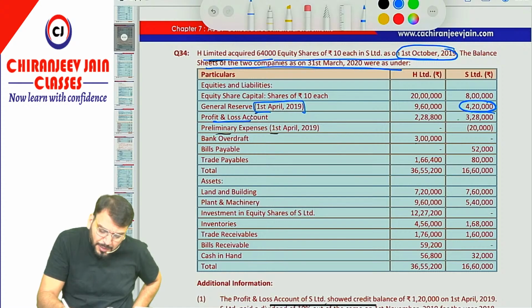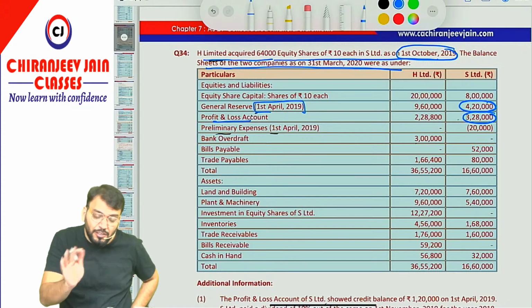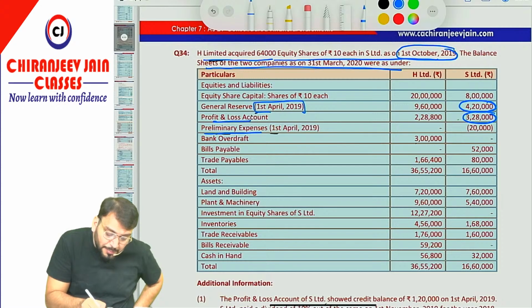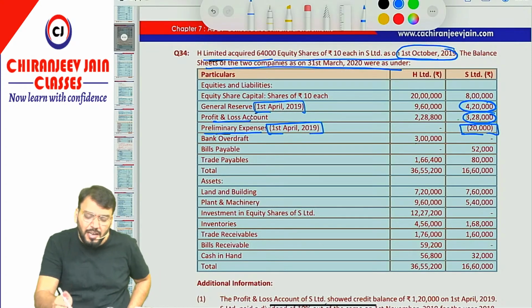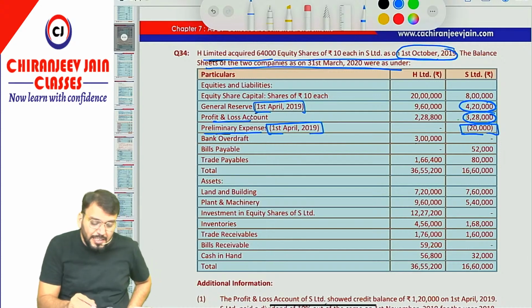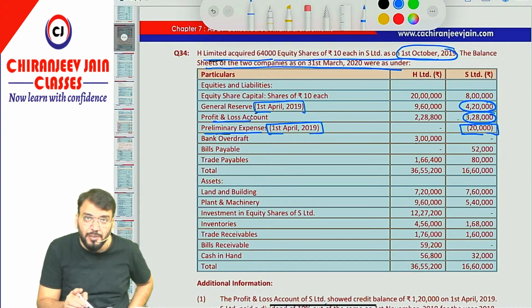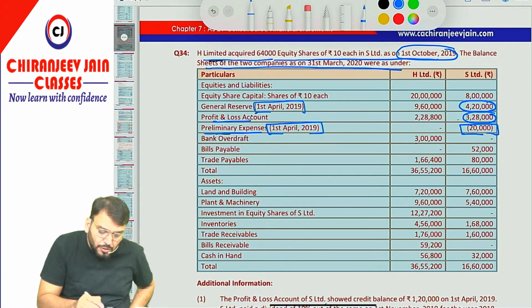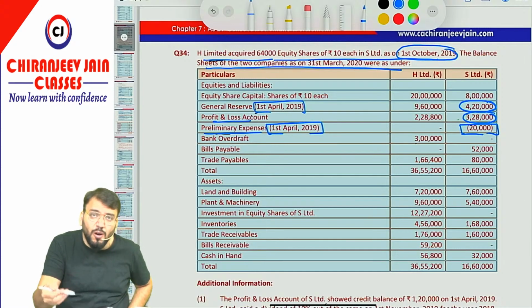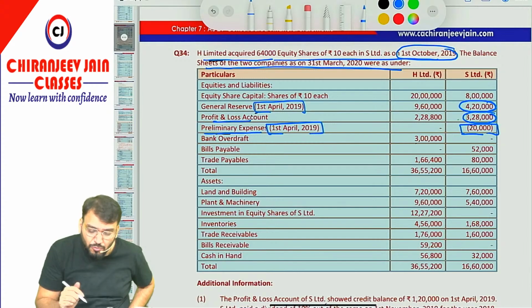Profit and loss account they have given only the closing balance, so opening balance and closing balance are different. Preliminary expense was created on 1st April 2019 and the closing balance is also the same, so opening balance and closing balance are same. Got this point? Yes sir. So it is quite possible that the subsidiary company was formed on 1st April 2019. It is quite possible, but no, because preliminary expense on 1st April 2019 they have given 20,000.